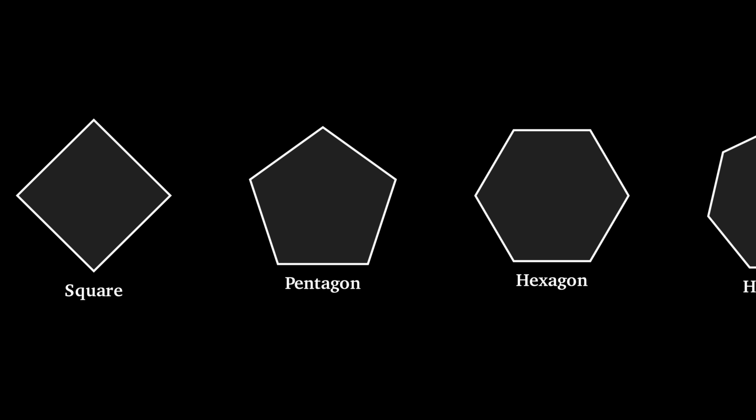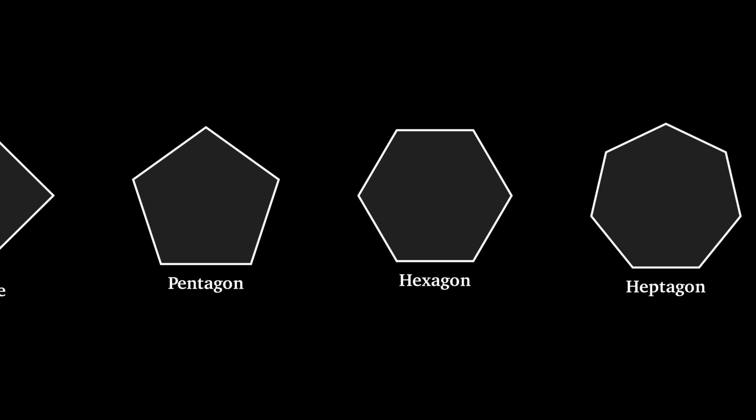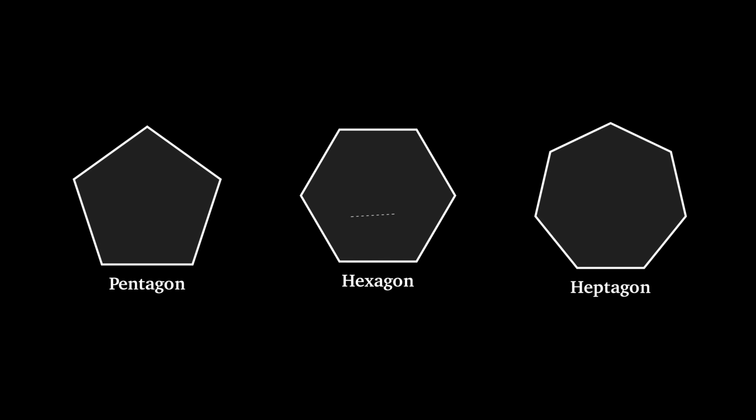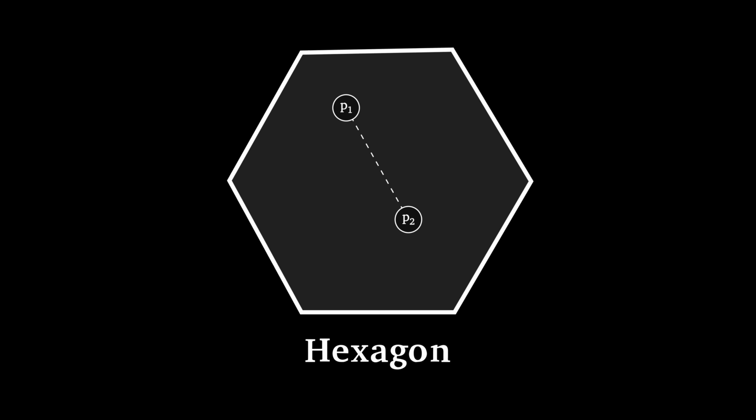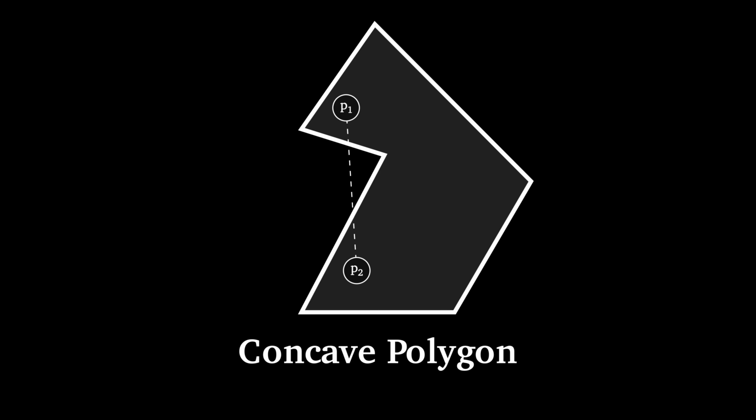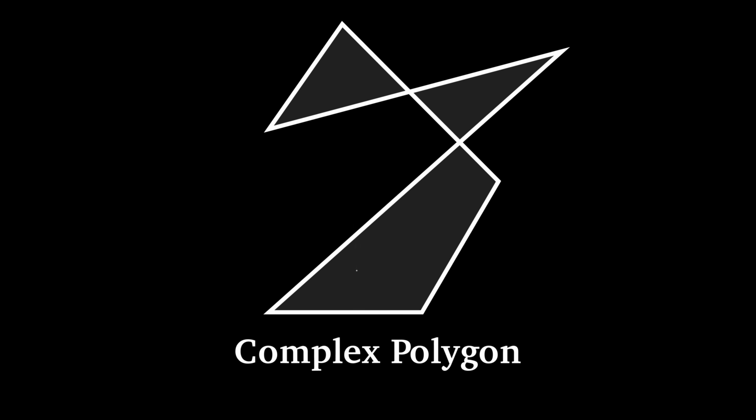The polygons shown in the animation are all convex, meaning that any line segment between two interior points lies entirely inside the polygon. And if this property does not hold, then the polygon is called concave. And if we even allow overlapping edges, then we are dealing with a complex polygon.